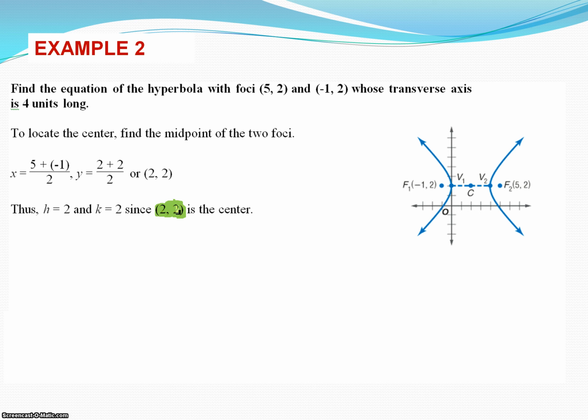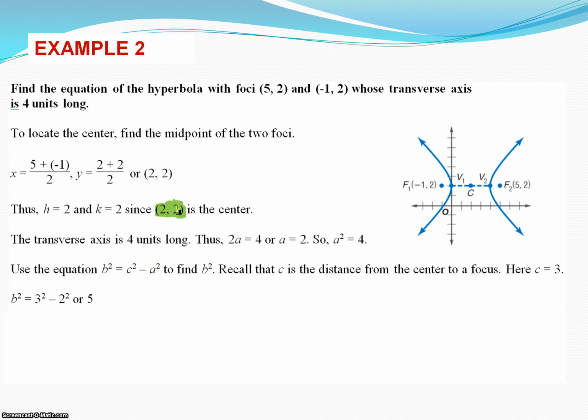Okay, so there's my center. I need to now find the transverse axis is 4 units long, and that means that it's only 2 spaces out to get to one of the vertices, and it's only 2 spaces out to get to the other vertex, and that means A has a value of 2, and therefore A squared has a value of 4. Okay, I know A squared has a value of 4. I also can tell from my graph that C, the focal length, is 3.